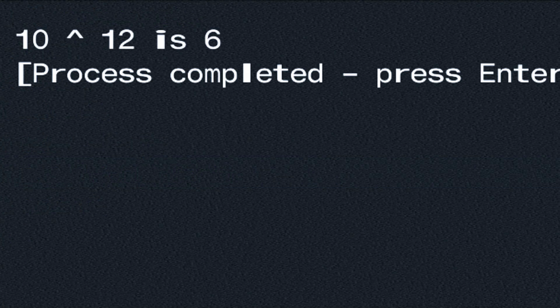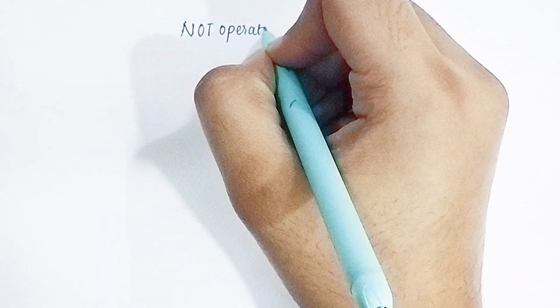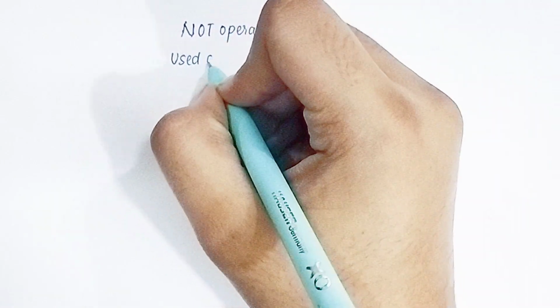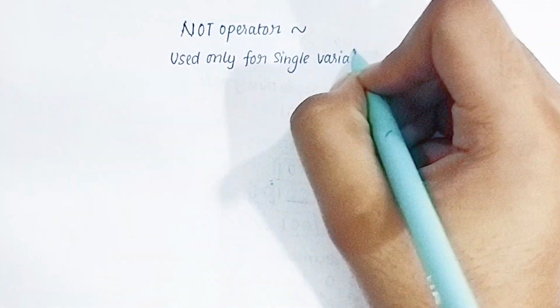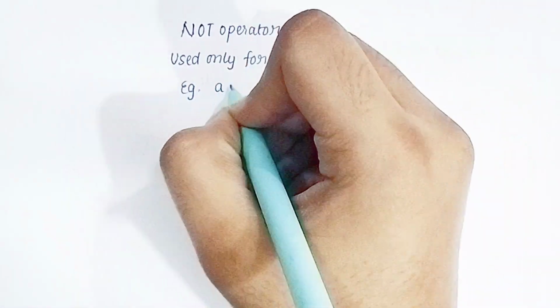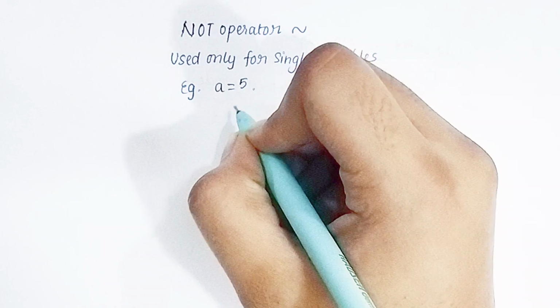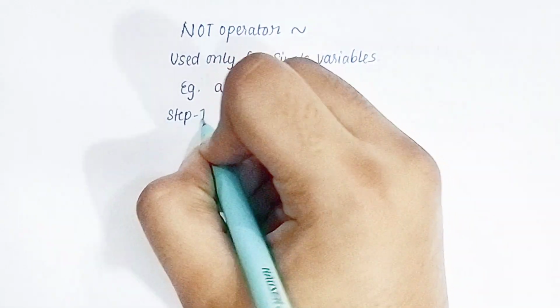Here we go. Now our final topic is to understand the NOT operator. Let's try to understand it. This is the symbol of it, it's like a wave. It is used only for single variables. Consider this example, let's say a equal to 5. So what do we exactly do in the NOT operator?